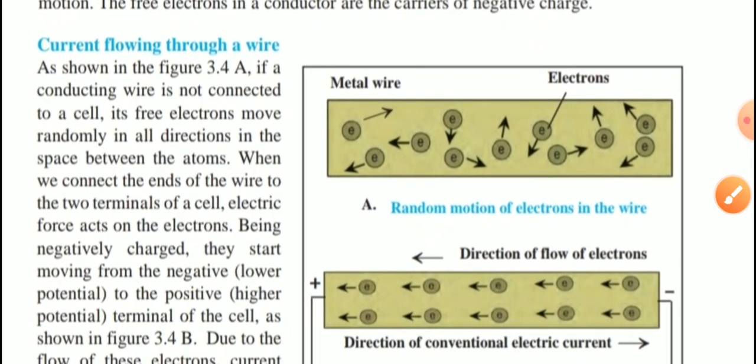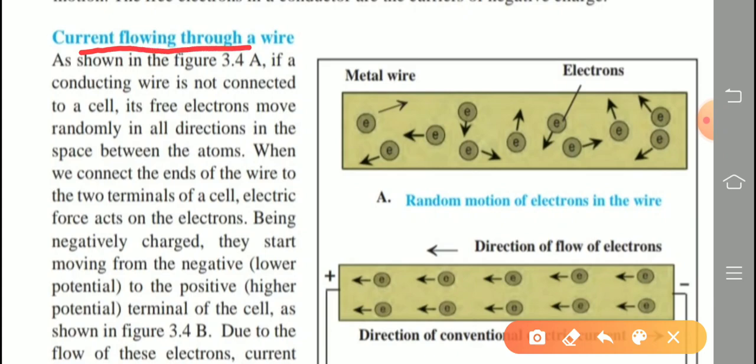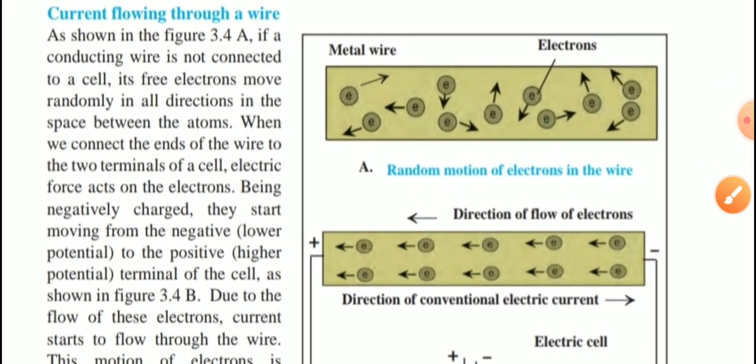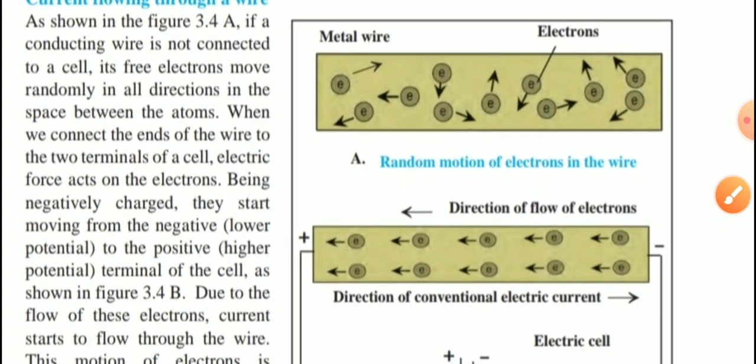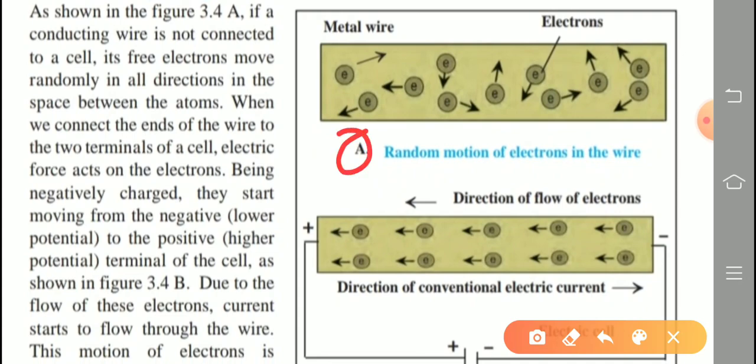Now the next topic. The question asked here is: write a short note on current flowing through a wire. Whatever explanation is given here, we write, and we draw the diagram also. As shown in figure 3.4a, what is given here? Random motion of electrons in a wire. Check, the arrows are showing here, like a teacher absent in our classroom, so all students are moving here and there.